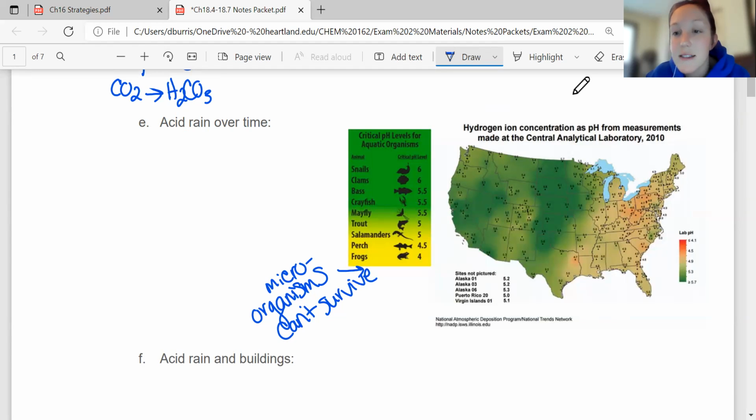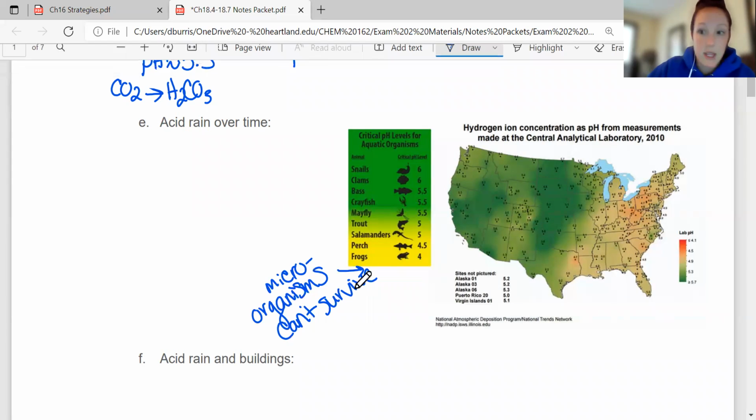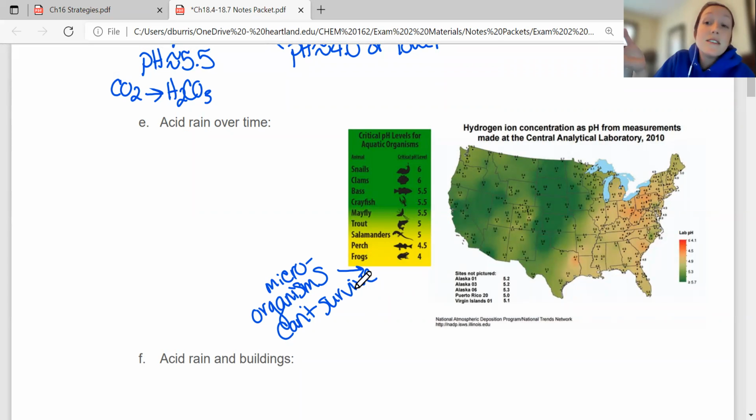And so some of these areas that are at like 4 point, let's see if I can find one. There's some like 4.8, 4.7. Yeah, that's probably the lowest one I can see. That's pretty tiny. But if it's at like 4.7, then the only things that are going to exist are perch, frogs, and those microorganisms. If we get too acidic, everything's going to die, because of course, if we don't have microorganisms, that's going to screw up the entire food chain. So acid rain over time can definitely be a problem. So we have started trying to combat that, and I'll talk about what we did in a second.